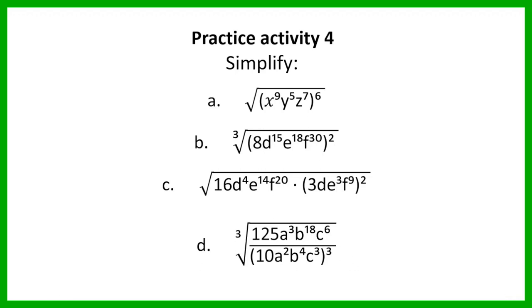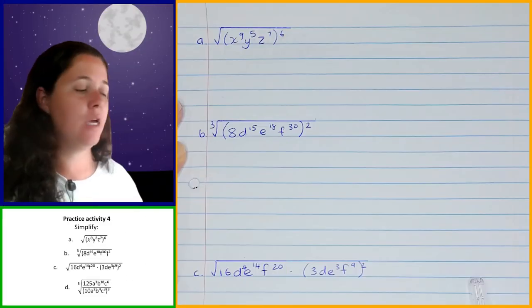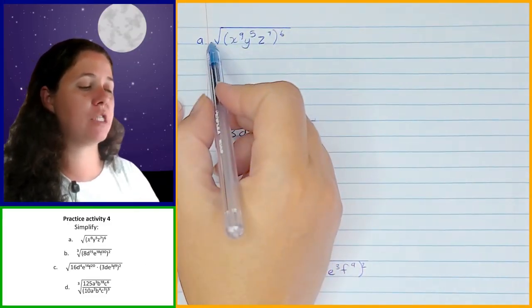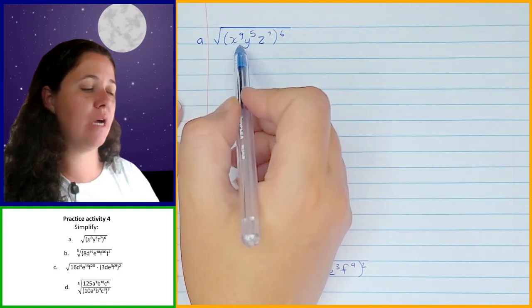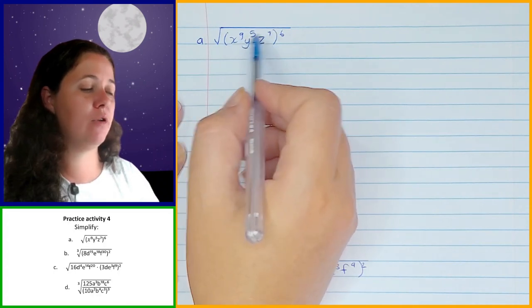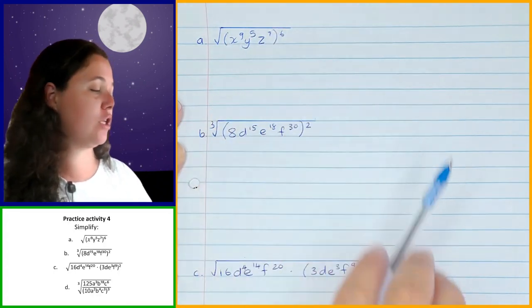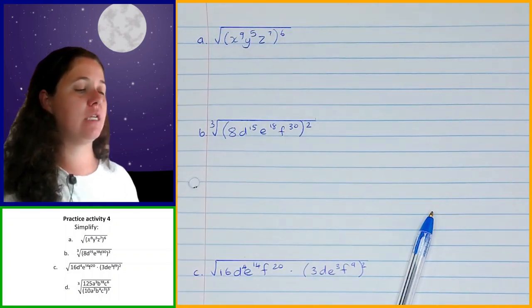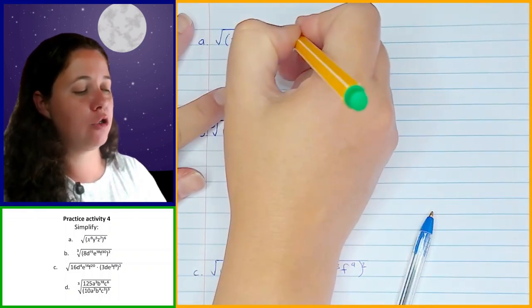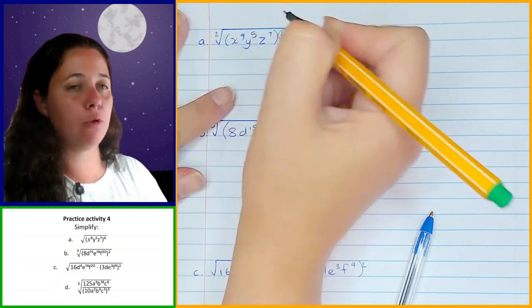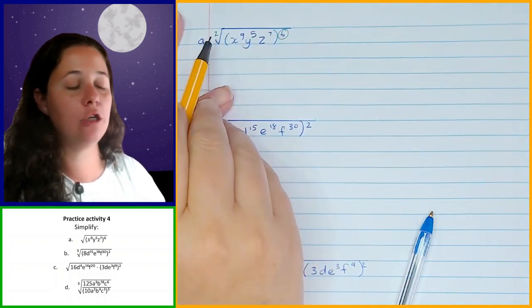Okay, so let's see how you went with those questions. The first question, we have the square root of x to the power of 9, y to the power of 5, z to the power of 7, all in brackets to the power of 6. Now if you look at this, I have got an even exponent over here, and that is a multiple of the 2 that you can't actually see over there.